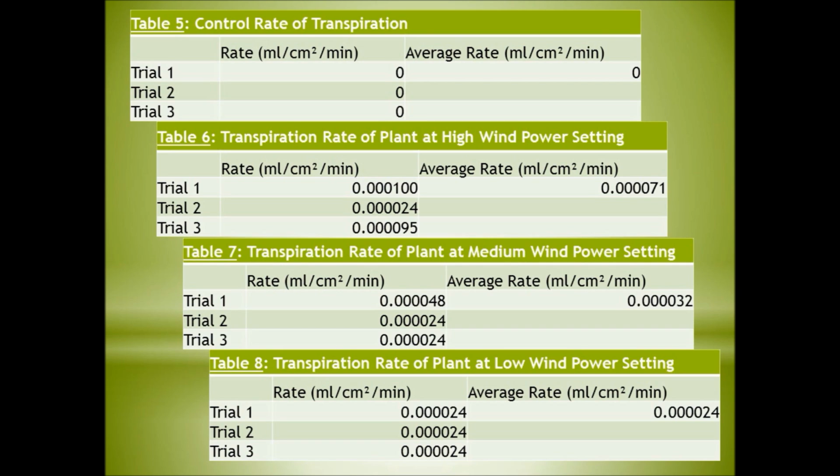Table 6 shows that the average rate of transpiration for the high-power wind speed setting was 0.000071 mils per centimeter squared per minute. Table 7 shows that the average rate of transpiration was 0.000032. Table 8 shows that the rate of transpiration for the low-power wind speed was 0.000024 mils per centimeter squared per minute.